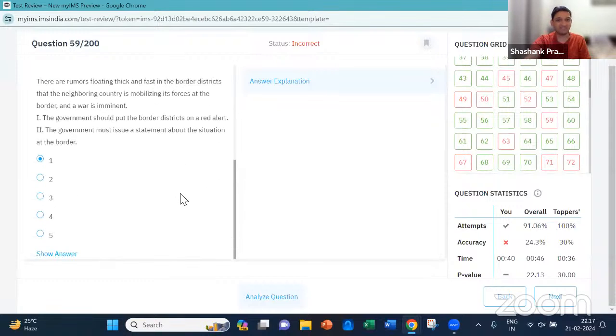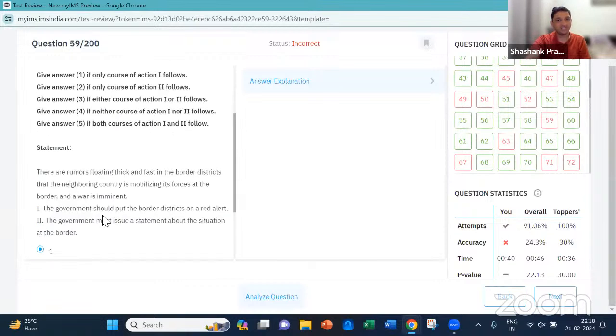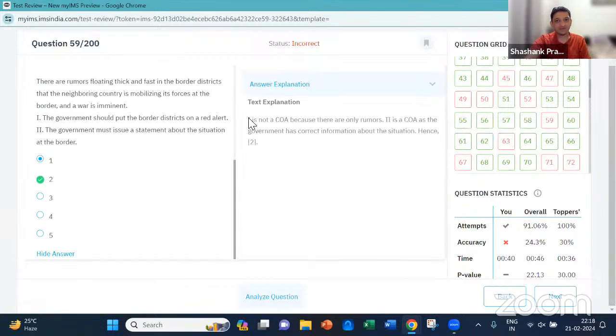Course of action. I'm definitely not good with these questions. Should put border districts on alert and issue a statement. I think both should follow if this is not right. Achha, only 2 follows. I didn't understand. Why will they issue a statement about the situation at the border and not do anything about it if it's a rumor? If it's a rumor, I won't do either thing. I should not do anything if it's a rumor. Or maybe at the border you will, because at the border there are rumors, you should do that. Yeah, I agree. Okay, my bad.